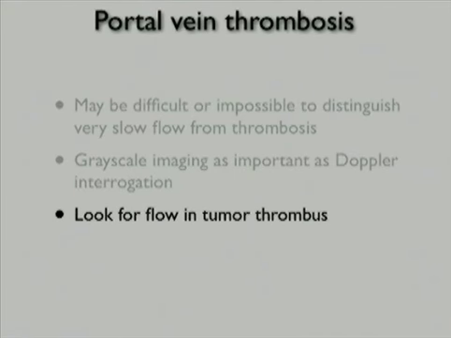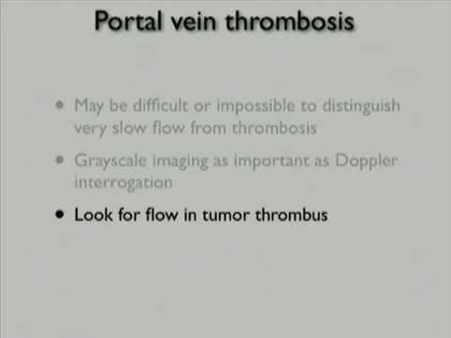Here's a case of portal vein thrombus. In this case, there's no doubt that all these echoes within the portal vein are abnormal and indicate true thrombosis. And here's another case, in this case a clip, a lot of arterial flow, but no flow in the main portal vein, which is filled with low to medium level echoes indicating thrombus.